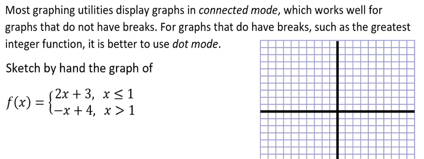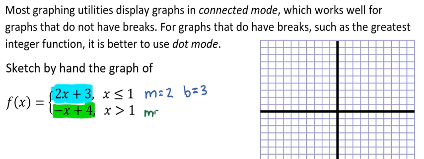So here we have the function 2x plus 3 when x is less than or equal to 1, and negative x plus 4 when x is greater than 1. And fortunately for us, if we look at our first equation here, it is a linear function. So here we can see that our m, or our slope of this function, is 2, and our y-intercept is 3. And if we look at our second function, it is also linear, and here we have a slope of negative 1 and a y-intercept of 4.